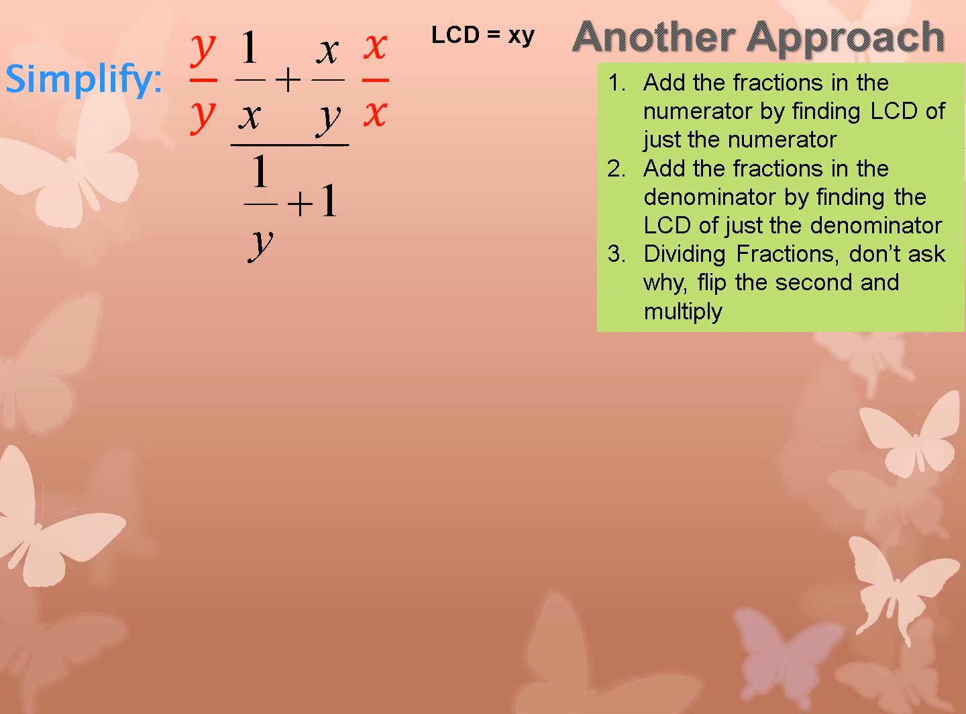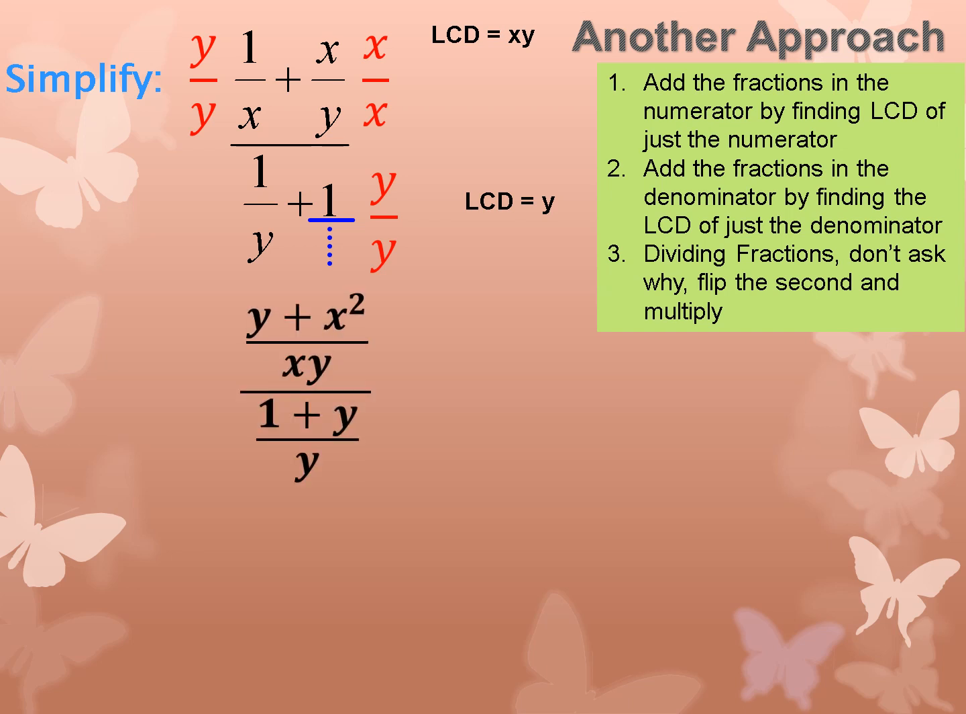Now let's look at the denominator. I have 1 over y and then 1. Well, we know 1 is technically over 1, so the LCD of y and 1 is just y. 1 over y is not missing anything, so I move to the 1 over 1. I am missing the y in the denominator, so I'm going to multiply 1 over 1 by y over y. I'm now going to clean up the numerator and the denominator. So I end up with y plus x squared over xy, all over 1 plus y over y.